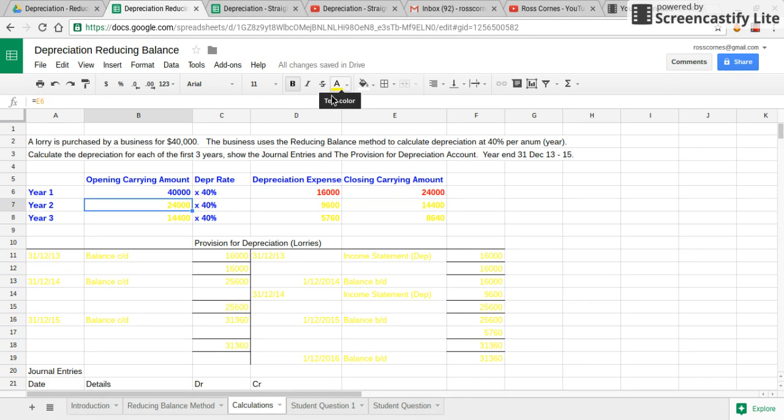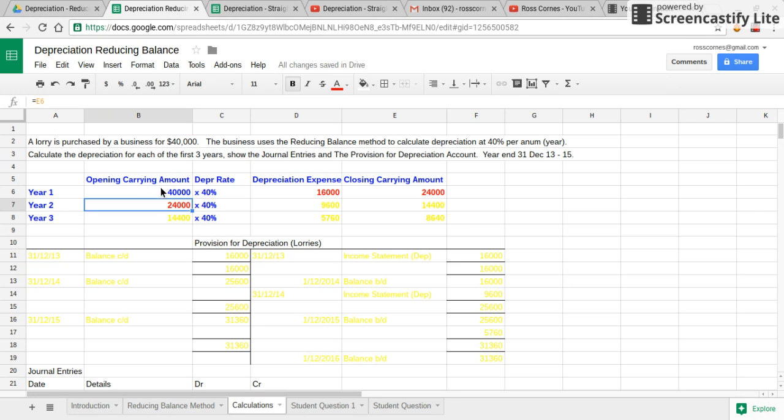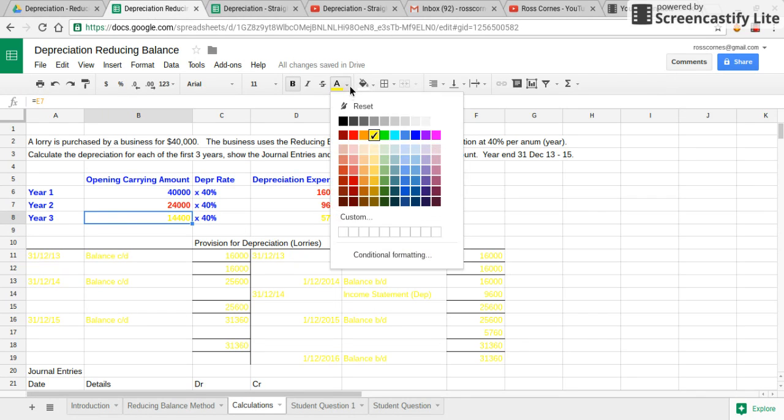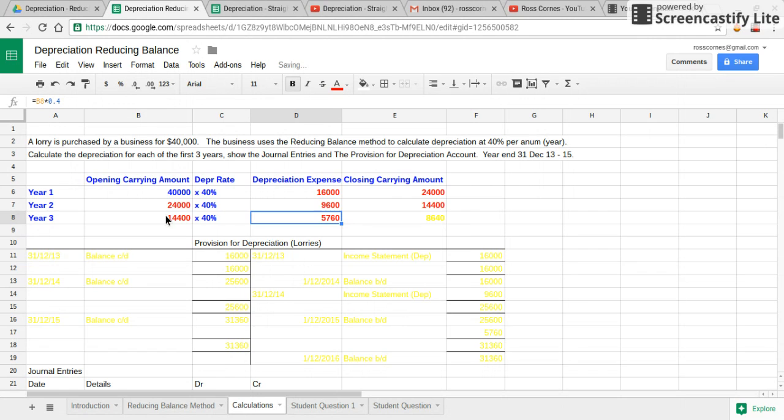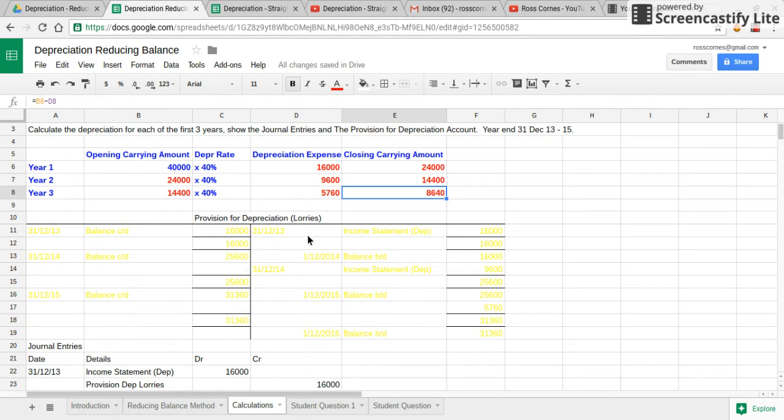The next year, we base our 40% depreciation on that closing value. So we put 24,000 in for year two as the opening carrying amount. We multiply that by 40% to give us 9,600 depreciation in year two, and therefore the carrying amount that would appear in the statement of financial position is 14,400. Then we repeat it for year three. So 14,400, the opening carrying amount, times 40% is 5,760, and therefore the closing value of my asset is 8,640.